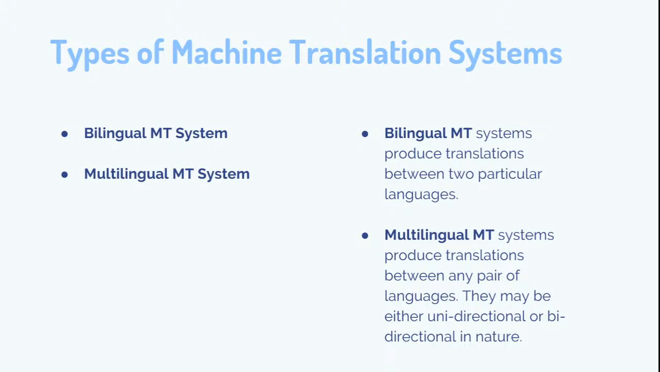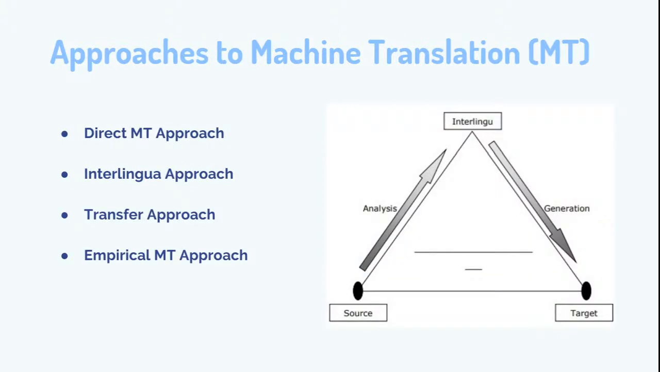Okay, that is called a multilingual MT system. So in total we have four approaches to MT, that is machine translation: the direct MT approach, the interlingua MT approach, the transfer approach, and the empirical MT approach. So in total we have four types of approach.